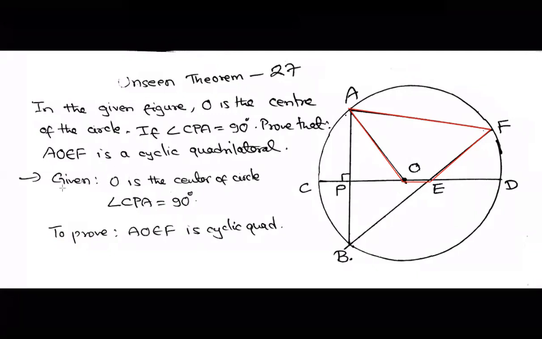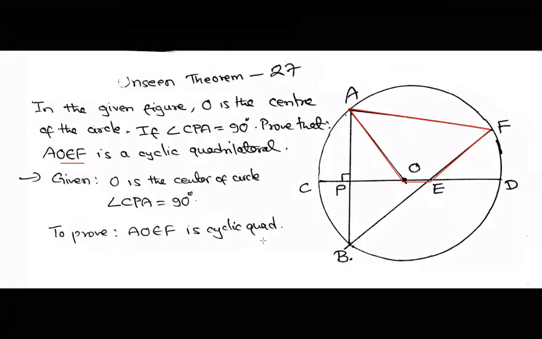So whatever the question is given, write it out in the form of given. So O is the center of the circle, and CPA is 90 degrees. Okay, so that will be written down. And what you need to prove? You need to prove that AOEF is a cyclic quadrilateral. You need to prove it.